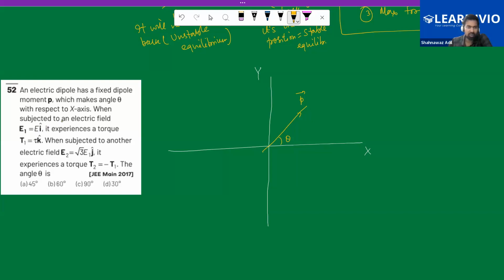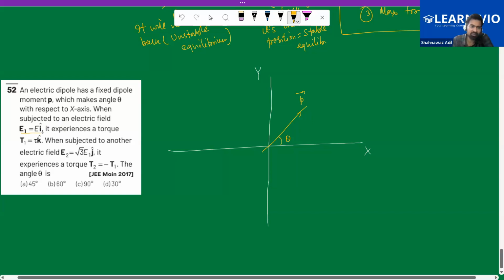What is the direction? Z direction, K cap direction. Where is K? Direction of electric field, I'm asking. Negative to positive.